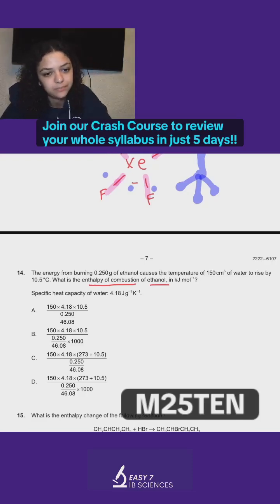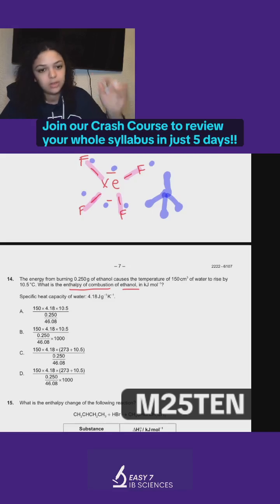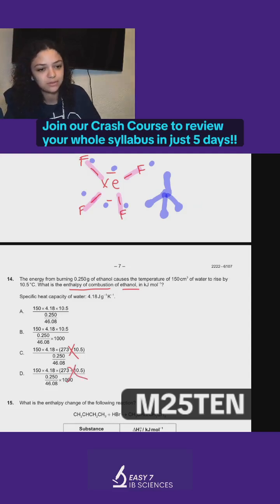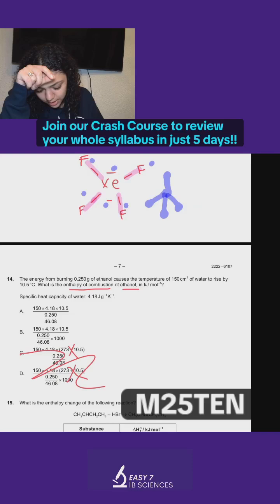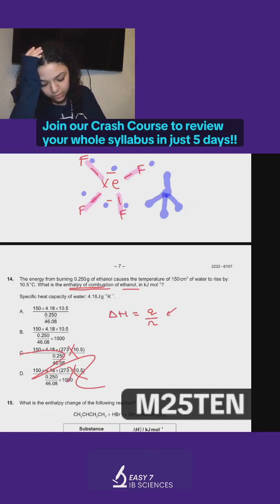Let's have a look. With these combustion questions, the first thing you must always remember is never, ever, ever, please, never convert to Kelvin, guys, I beg you. So you can cross out C and D automatically, always. Now you're already at a 50% chance of answering correctly. Next, you need to find the enthalpy of combustion: delta H is equal to Q divided by n. Once we've done that, we need to find Q and we need to find n.